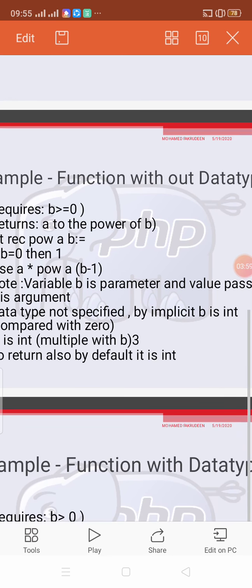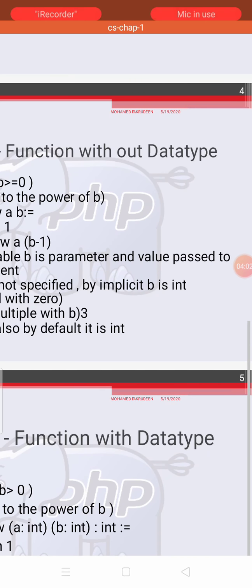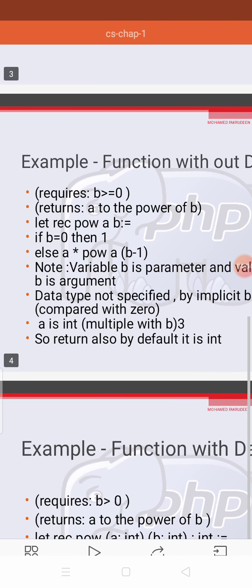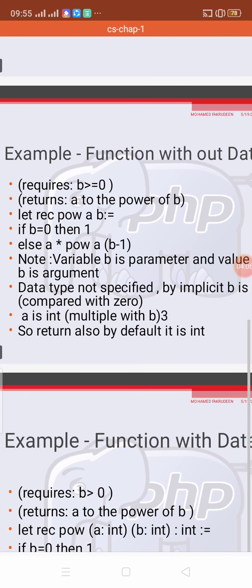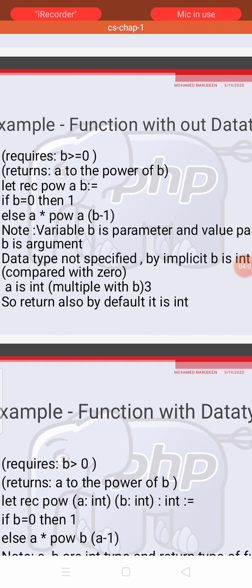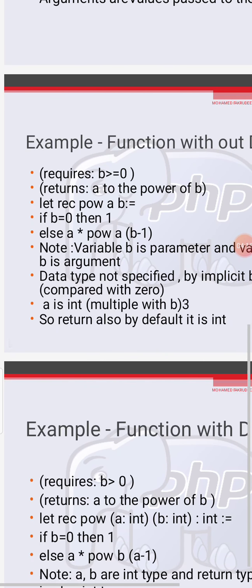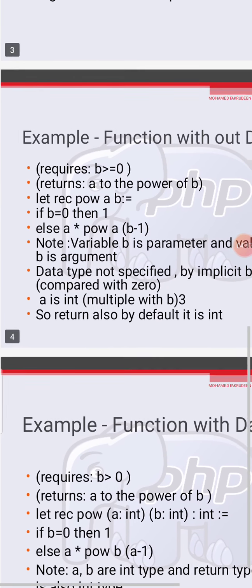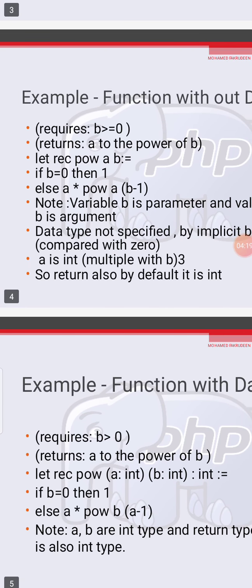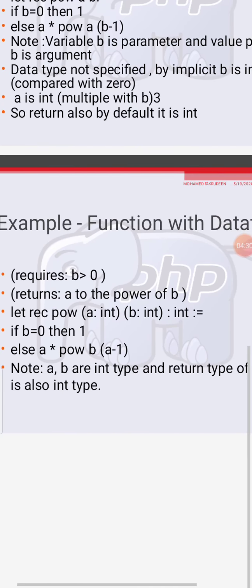So here the variable b is a parameter, and the value passed to b is an argument. The data type is not specified, but indirectly b is an integer, because it is compared with 0. When you multiply b with a, a is also converted into an integer. So all the variables here are integers, and the function also returns an integer value.